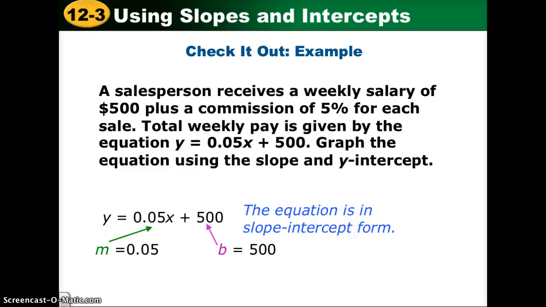So when we go to graph this, we're going to be graphing b, 500, first, and from there going up 0.05 and over 1, which if that's a challenge for you, figure out what fraction that would be. As a fraction, that would be 5/100ths or 1/20th, so you could go up 1 and over 20.